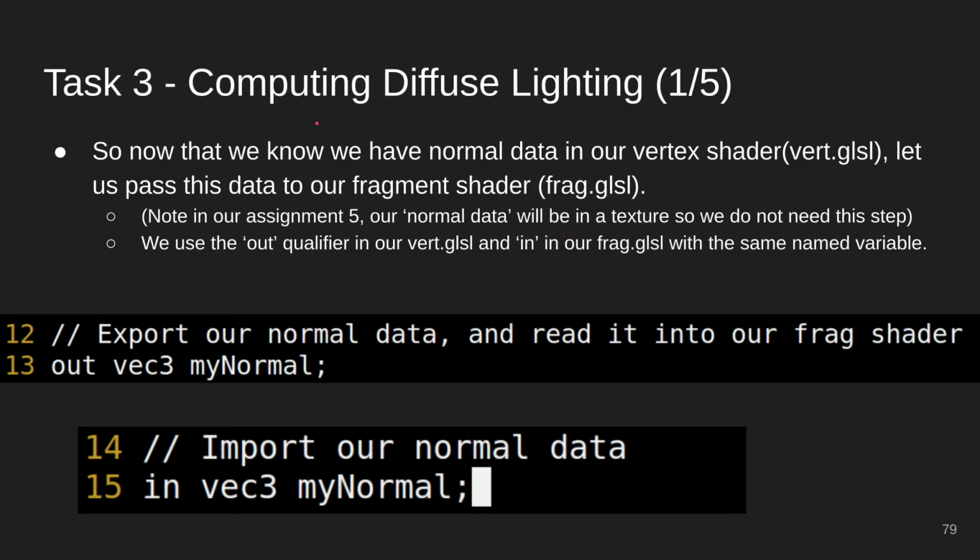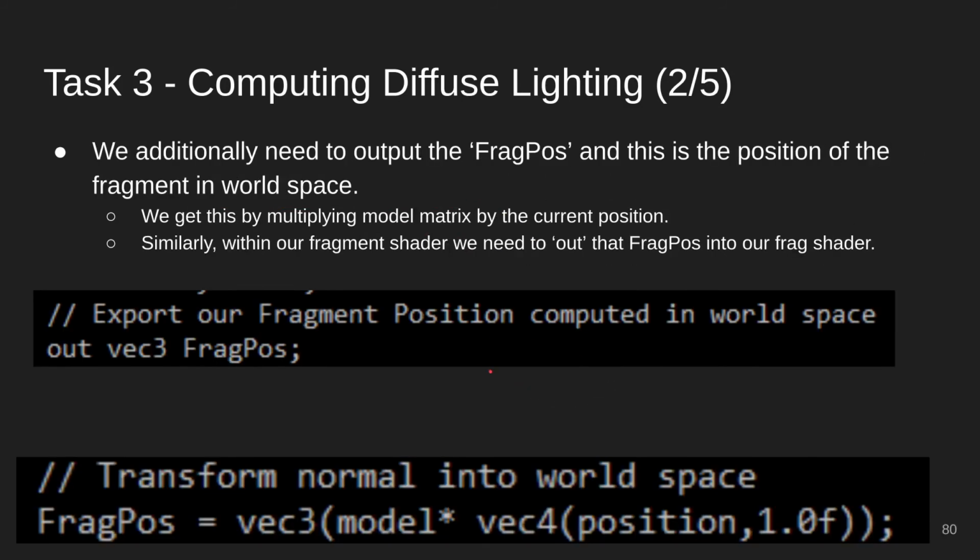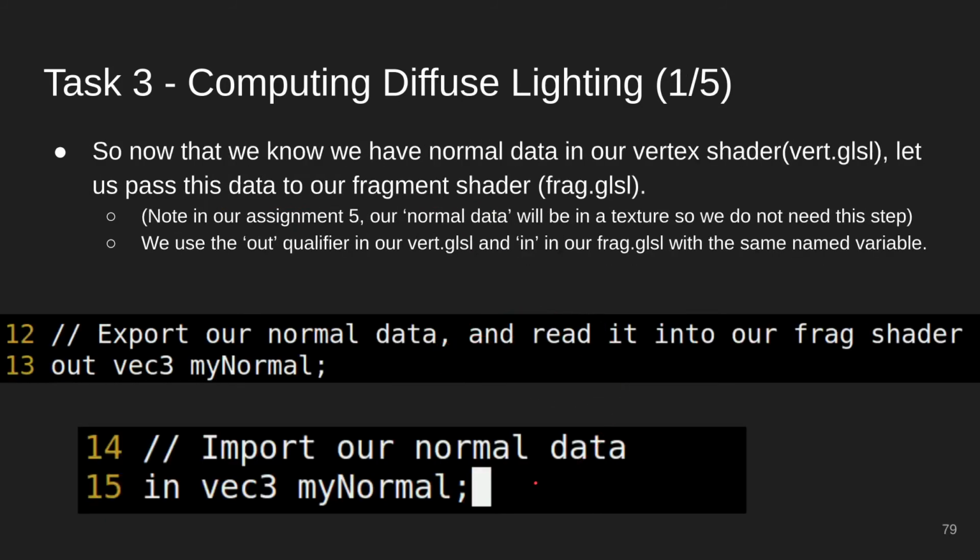Okay, so task 3, we need to compute diffuse lighting. Now that we know we have our normal data in our vertex shader, we've just passed in the normal information for each and every one of those triangles. Again, in our vertex buffer object, we have to pass this information to our fragment shader. So you're going to see there's a little out vec3 myNormal that's passed from your vertex shader into your fragment shader, which has the little in, for your graphics pipeline again. And again, this will be useful for assignment 5.